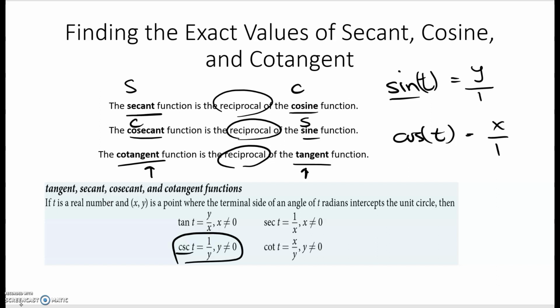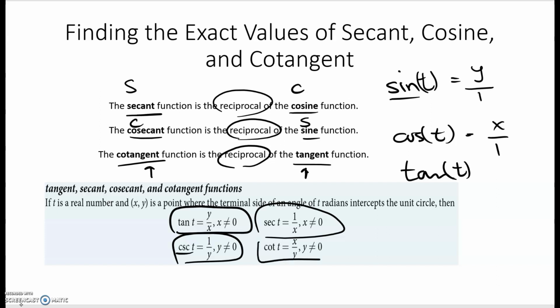Same thing with cosine. If I take the reciprocal of x over 1, then I have 1 over x, and that's what secant is. Tangent, which is right here, so I won't write it out, is y over x. If I flip that to get cotangent, then I get x over y.